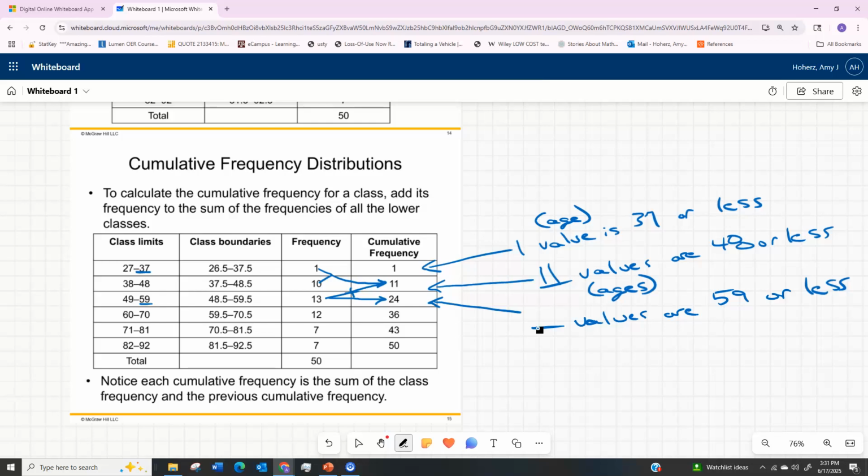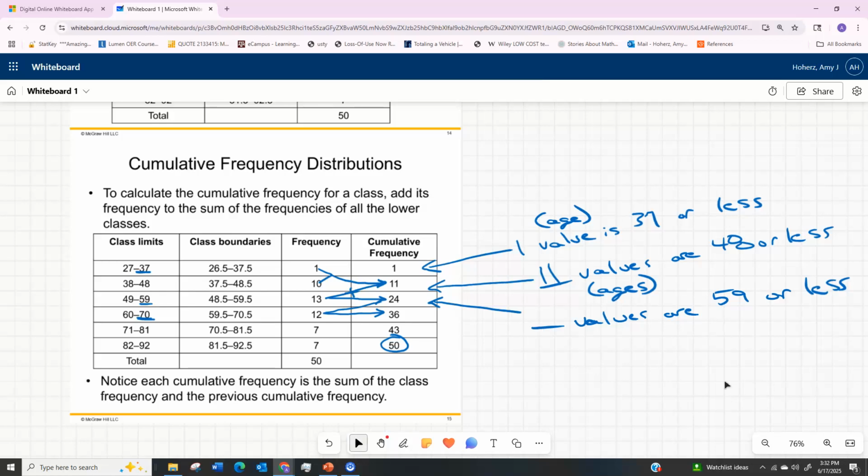And then 24 plus 12 gets us 36. Again, if we went over here, that'd be the 12 plus the 13 plus the 10 plus the 11. And that means 36 values are 70 or less. And we keep doing that till we get to the end. And this cumulative frequency at the end, we're saying 50 of the ages are 92 or less. And so then we have the total.